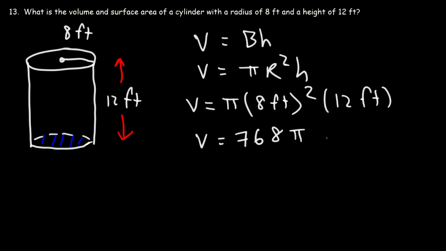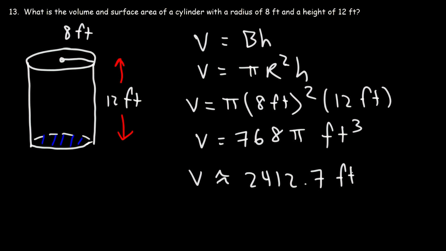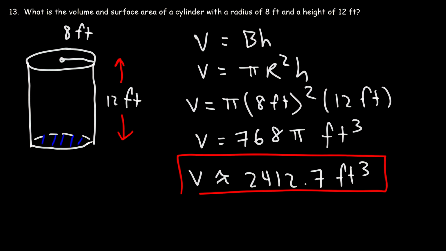And what are the units of volume? The units of volume are cubic feet, whereas area is in square feet. Now, if you want to get the decimal answer for this one, the volume is approximately 2,412.7 cubic feet. So that's the first half of the problem.